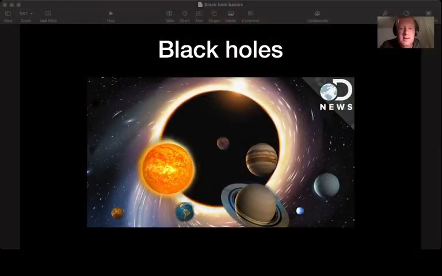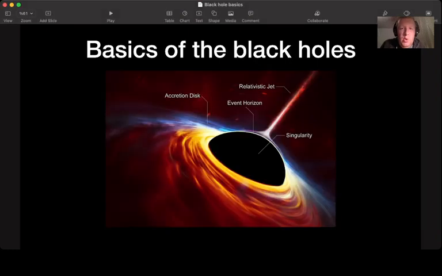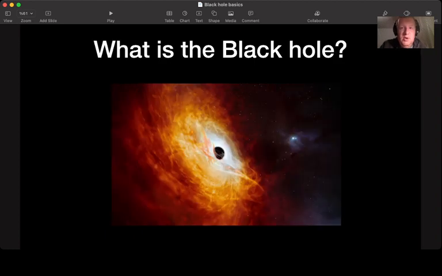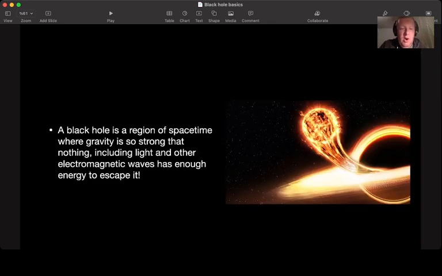Today we're going to talk about, once again, the black holes. So today we're going to talk about the basics of black holes. But first, we're going to talk about what a black hole is. A black hole is a region of space-time where gravity is so strong that nothing, including light and other electromagnetic waves, has enough energy to escape it.